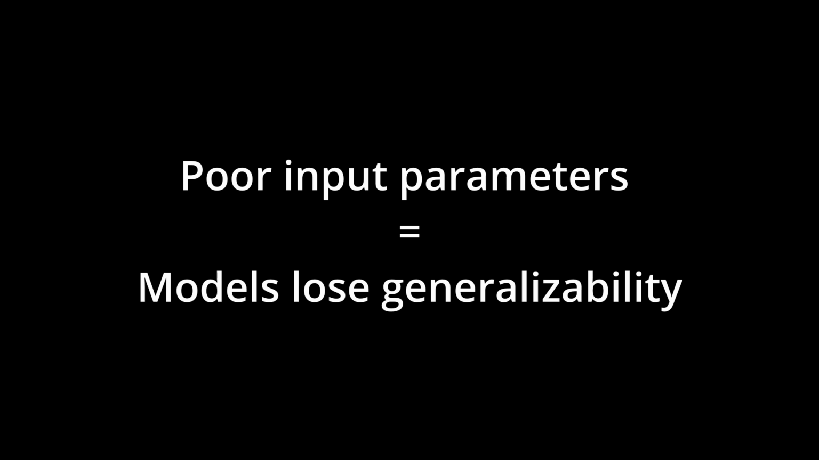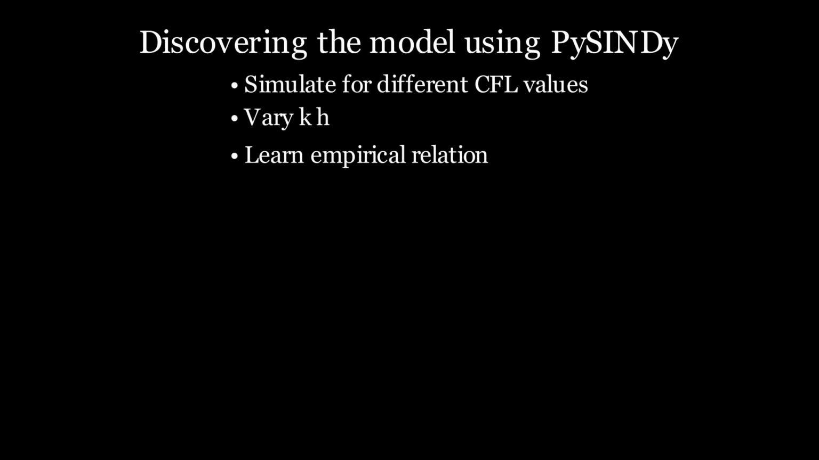In our case, the optimal alpha is only a weak function of K times the grid size because most of our simulations are well within the Nyquist limit. We now use pi-SINDy to discover an empirical relationship. We do this by simulating the system for different values of KH and the CFL number, and then testing the model on different initial conditions. The code for this experiment is shared in the description.